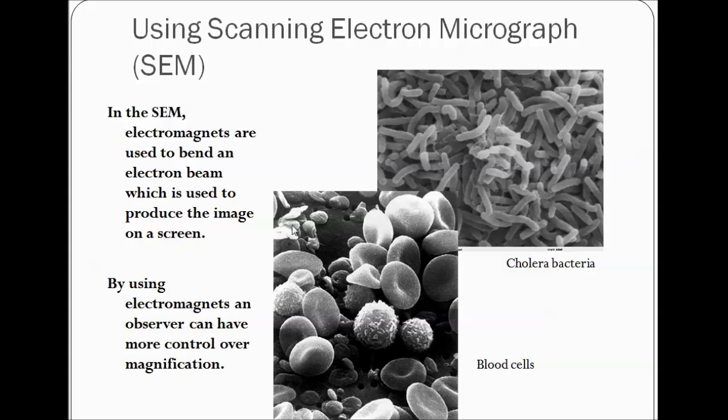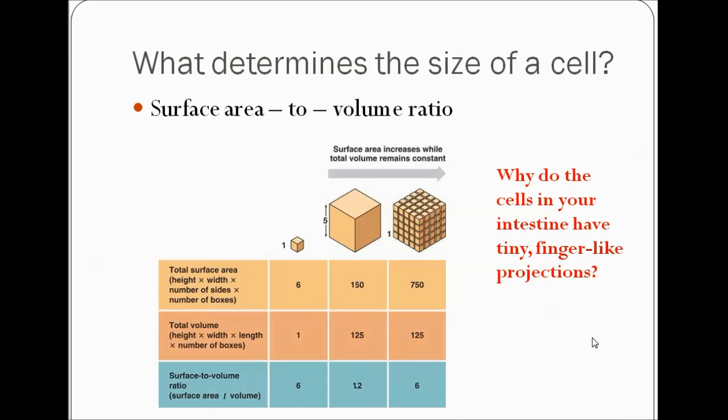Then the scanning electron micrograph is this new technique, or kind of new, where they actually coat it with gold, and then they get a three-dimensional look like this. So blood cells, looks like some white blood cells are there with red blood cells, and cholera. So pretty darn beautiful stuff.